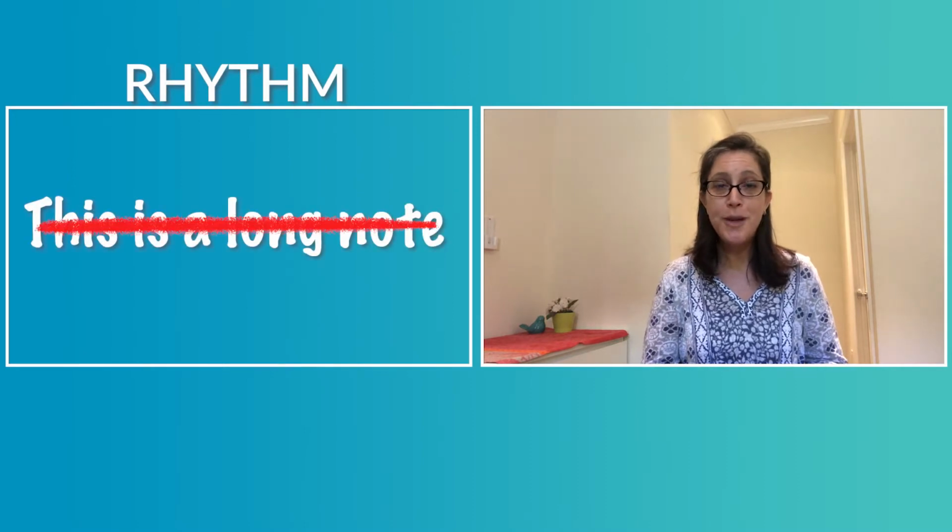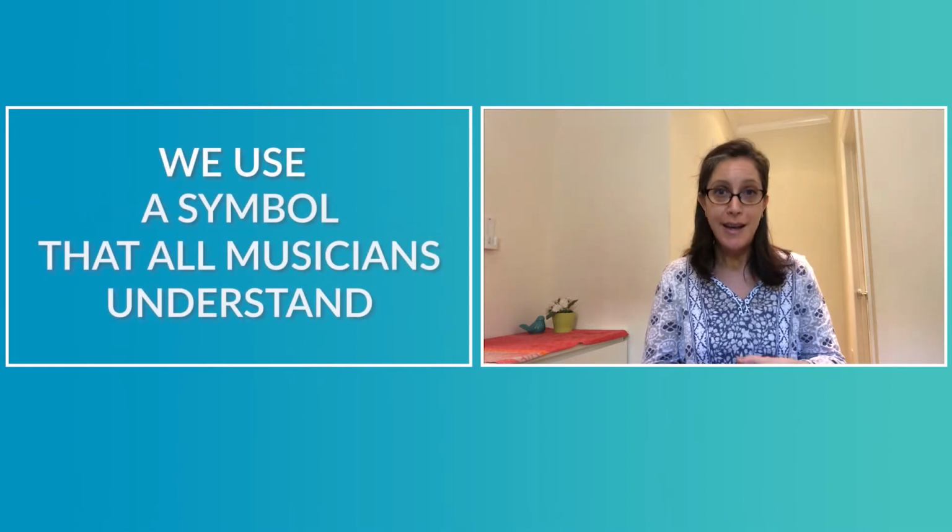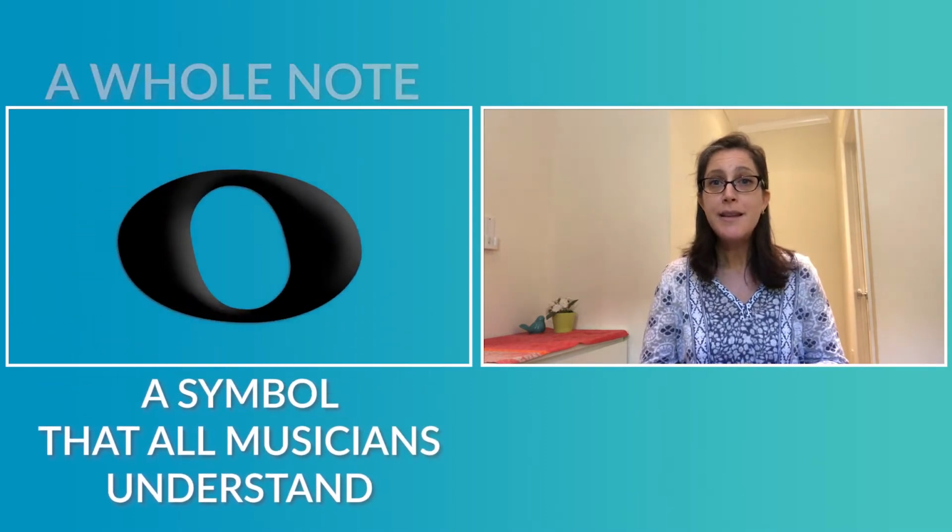In our last lesson, I told you that the language of music has 2 important elements, rhythm and pitch. Well, in today's lesson, we will be working on rhythm. When we write rhythm, we use different symbols that represent the lengths of different musical notes. We can't just say this is a long note, because you and I might not agree on its length. We have to be more specific, so we use a symbol that all musicians understand. For example, this is a whole note. It is 4 beats long.